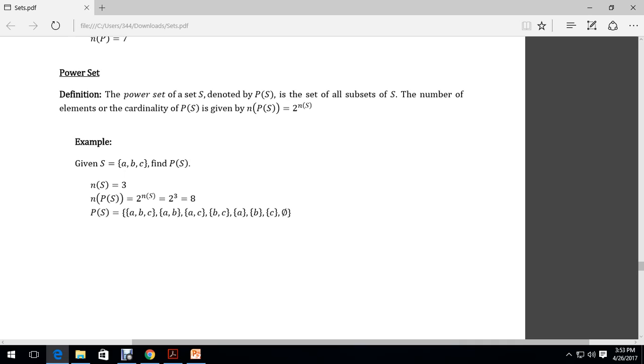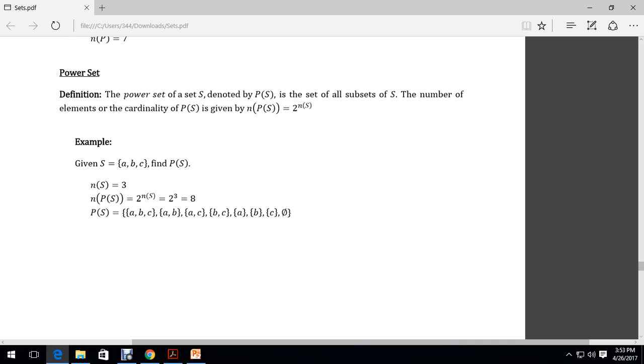Now, to get the power set of S, again, the definition says that the power set of S is the set of all subsets of S. This means that we are required to identify all the subsets of S and contain all those subsets in a set, and that set formed by all the subsets, we call the power set of S. Now, the question is, how many subsets does the power set have? Based on the definition, the cardinality, or the number of elements of P of S, is given by 2 to the n of S.